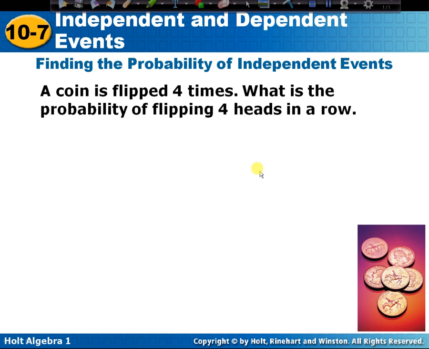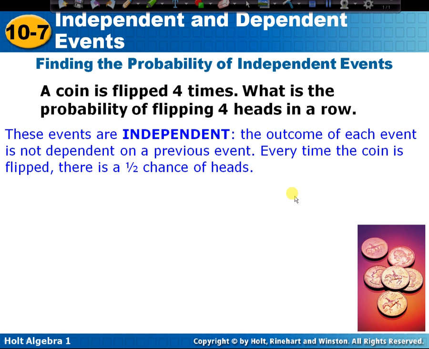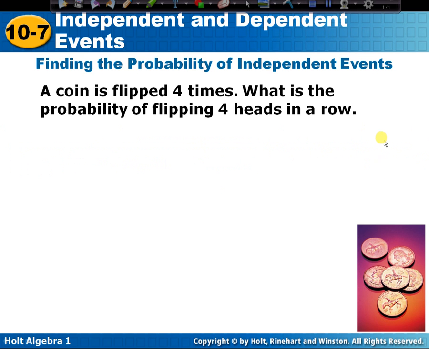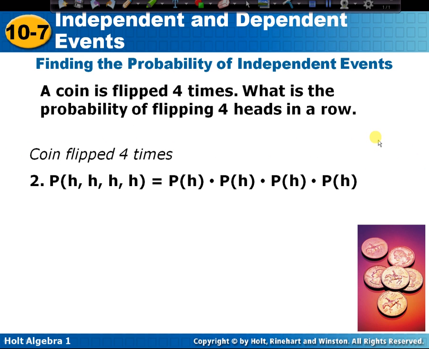Number 2, a coin is flipped 4 times. What is the probability of flipping 4 heads in a row? All right, a coin has 2 sides, heads and tails.